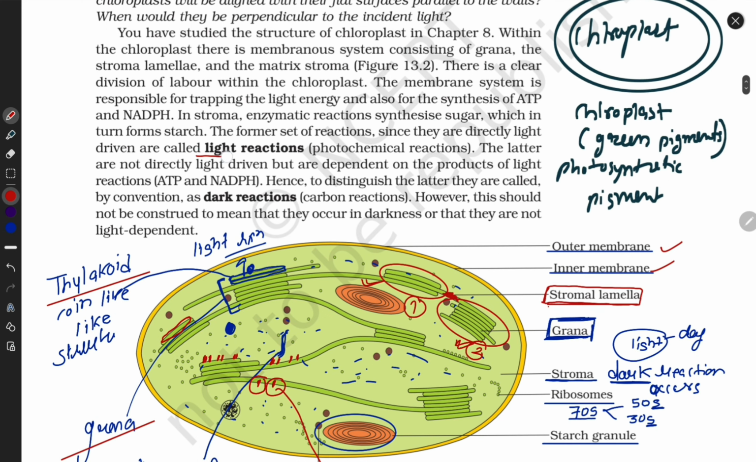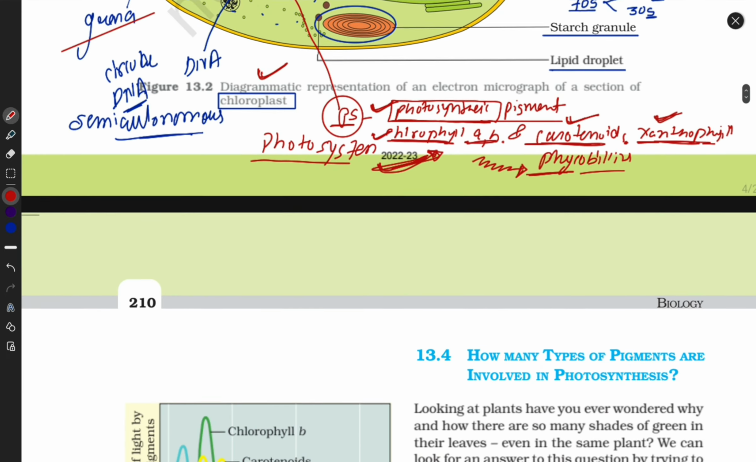Look at where the light reaction occurs and where the dark reaction occurs. The light reaction we can call a photochemical reaction, and the dark reaction we also call a carbon reaction. Why? Because of this reaction we get food. The plant makes food, and because of the light reaction the plant produces energy in the form of ATP and NADPH. Both are forms of energy. Clear, guys? Very clear.